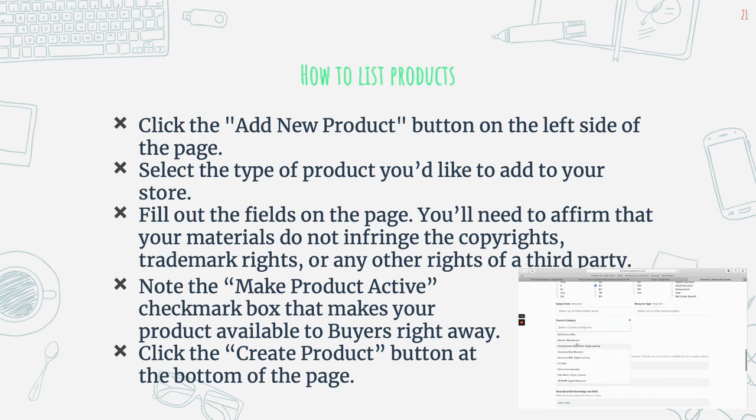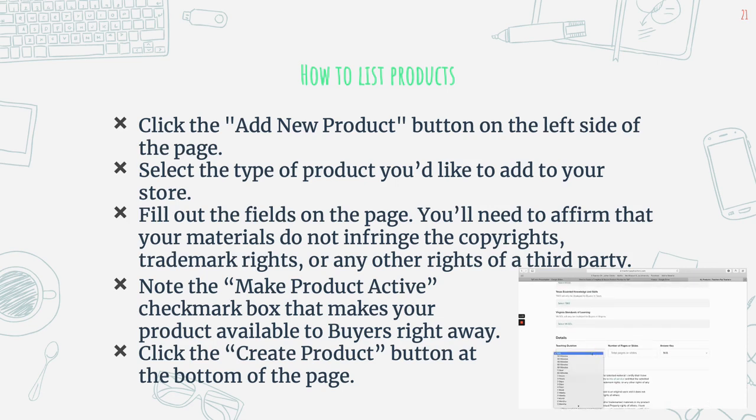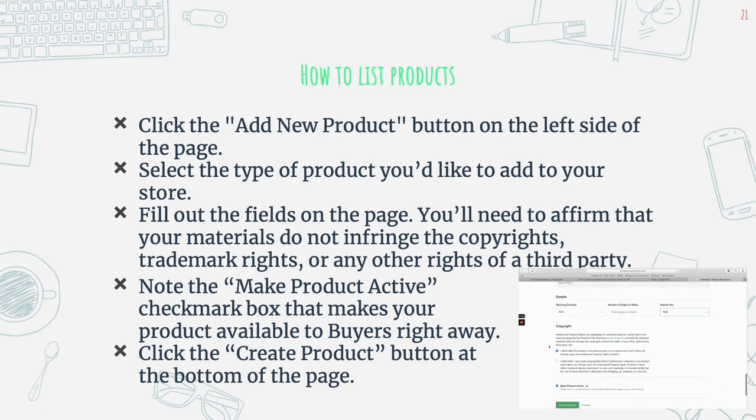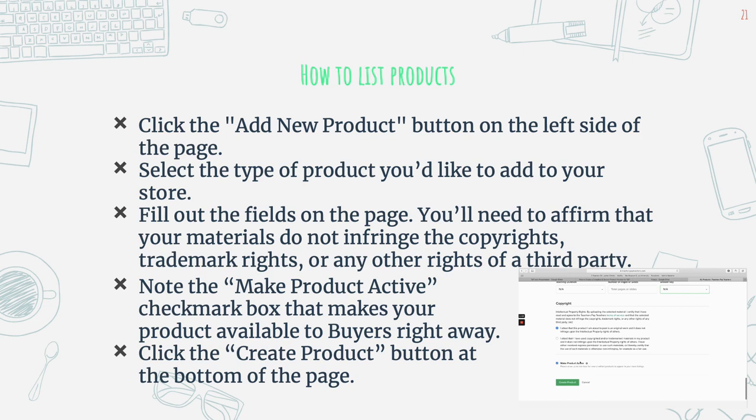And then your categories, you can create these categories within your store, and these are some of the categories that I use in my store. You can also enter your standards. You can put in how long it takes to teach it, your total pages or slides, and you can do if there's an answer key included. And this part's your copyright agreement, and then you want to click make product active and then create product.